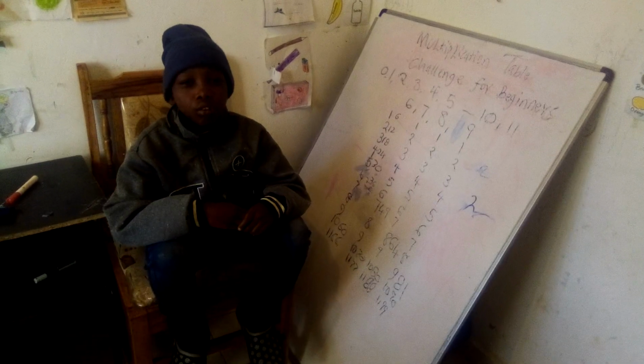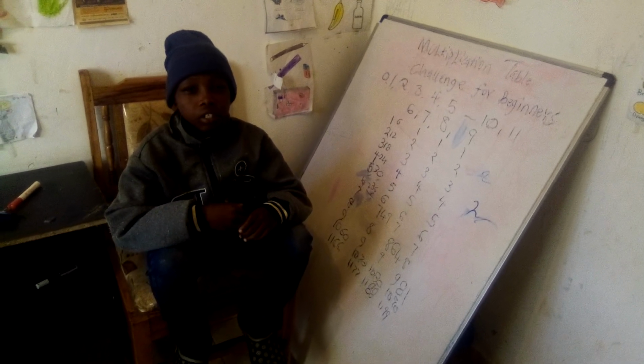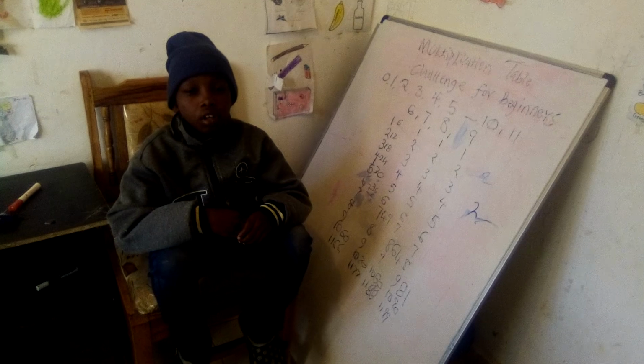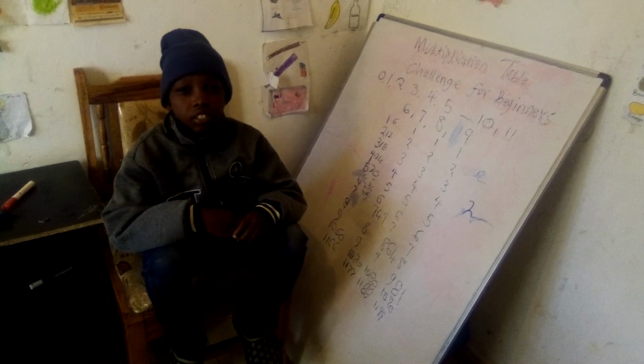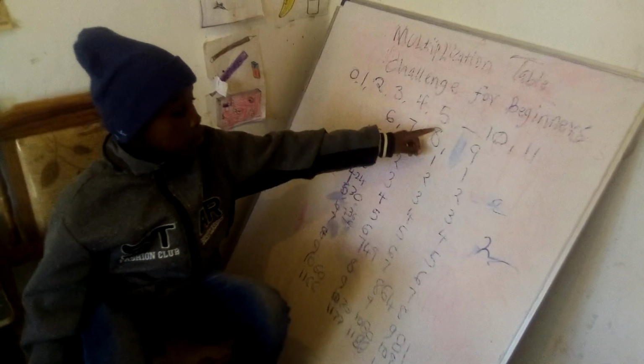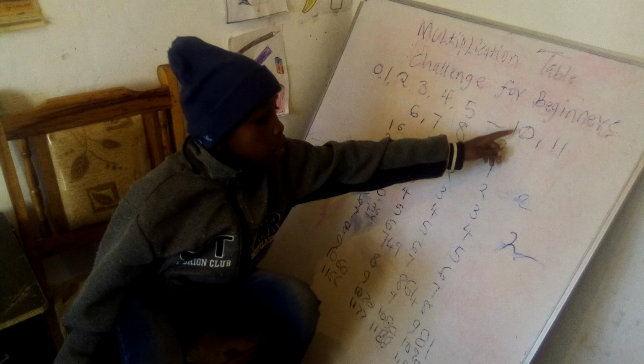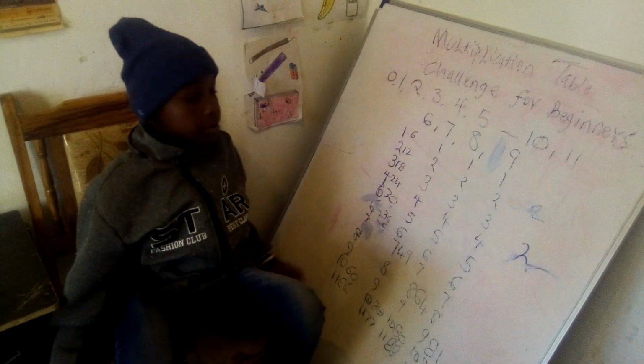Today I'm going to show you how to memorize the multiplication table by heart. It is also known as the multiplication table challenge for beginners, ranging from 0, 1, 2, 3, 4, 5, 6, 7, 8, and 9. I'm going to show you later 10 and 11. This is how it goes.